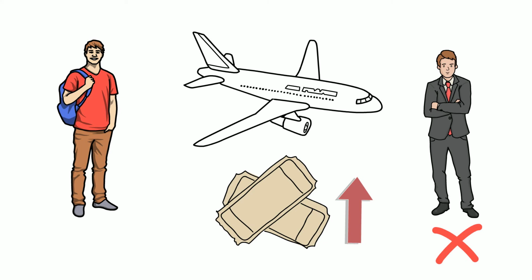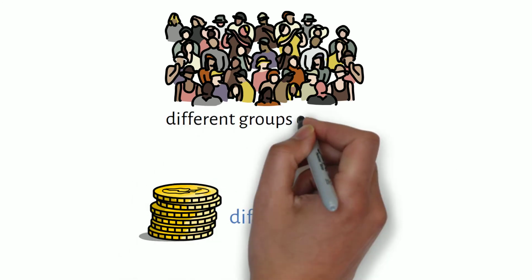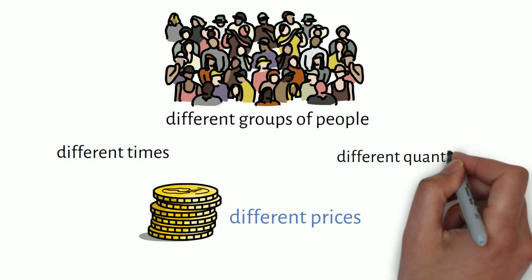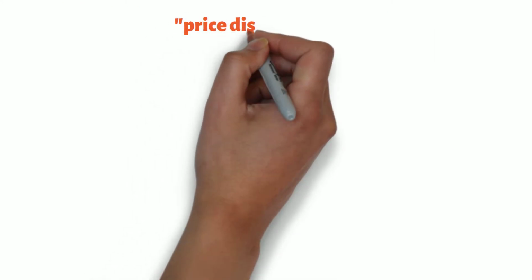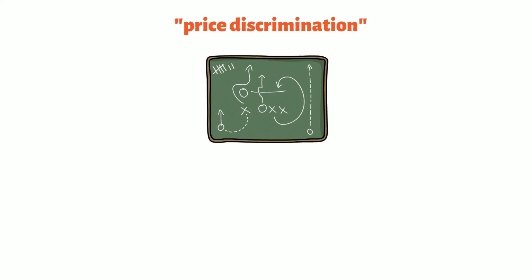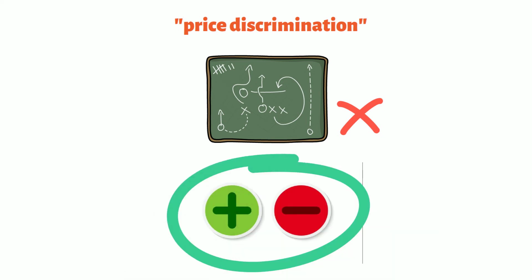The topic we will talk about in this video is setting different prices for the same product and service to different groups of people at different times for different quantities, which is common in business. This approach, which is called price discrimination in economics, is a sales strategy. As a first impression, this term may not sound positive to many people. In fact, price discrimination has its pros and cons. Let's now look at some examples of price discrimination and their pros and cons.